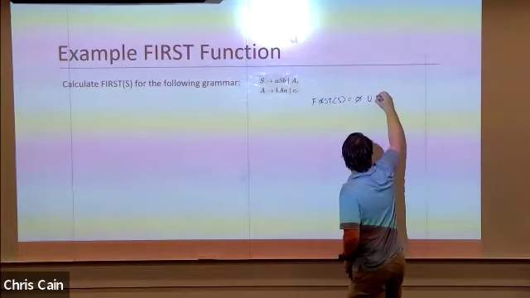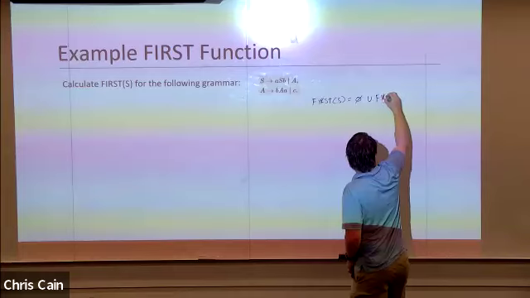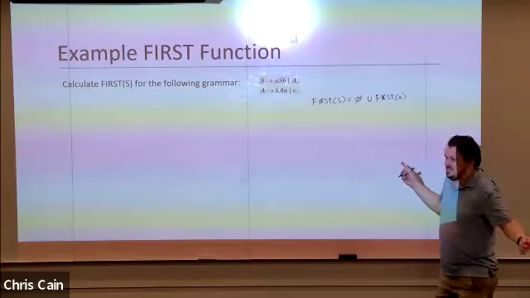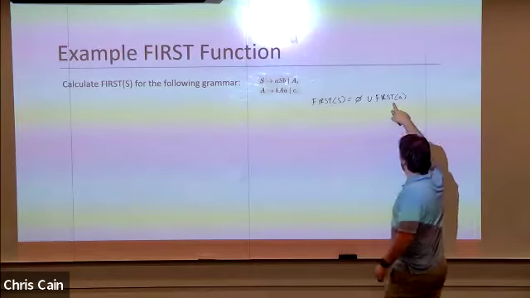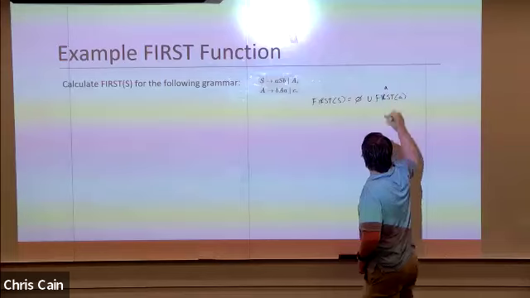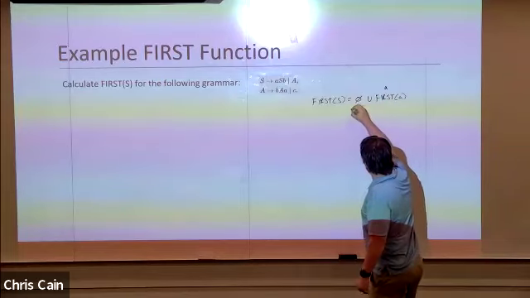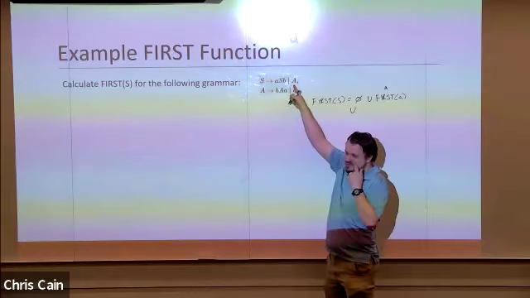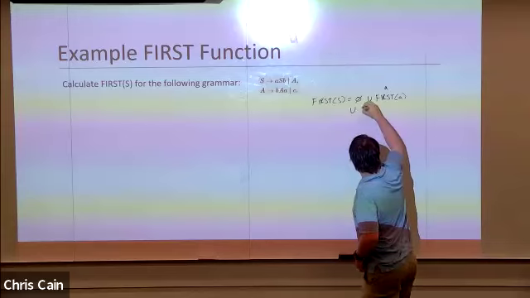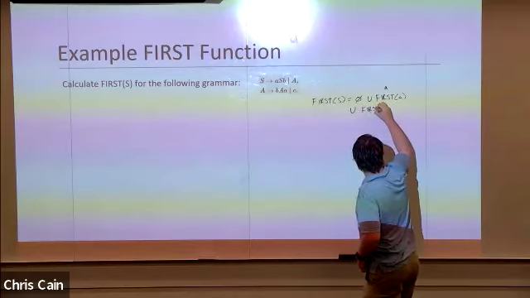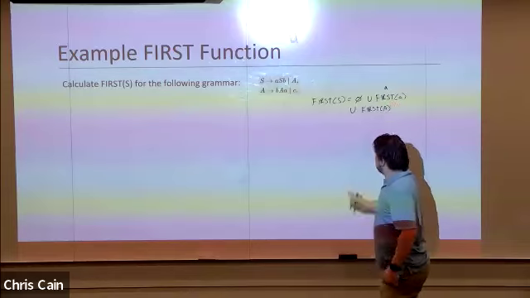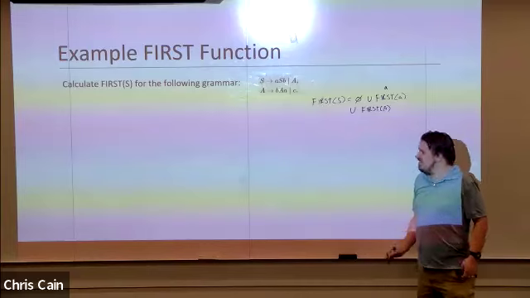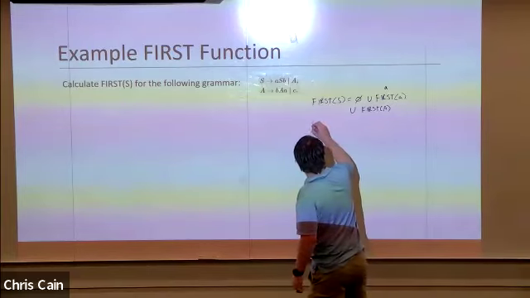So we're going to union this with first of lowercase a, which in the rules on the prior slide we said is just itself. So first of a terminal is itself. Union, we now need first of this non-terminal. This is a separate problem we're going to have to go solve in order to be able to solve this entire problem. So now we need to define first of A.